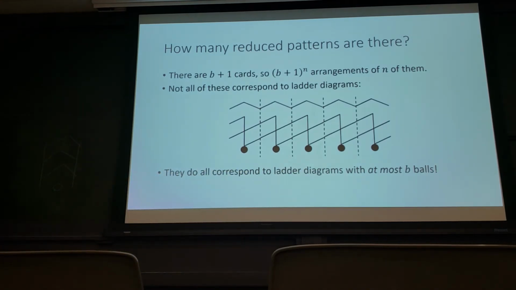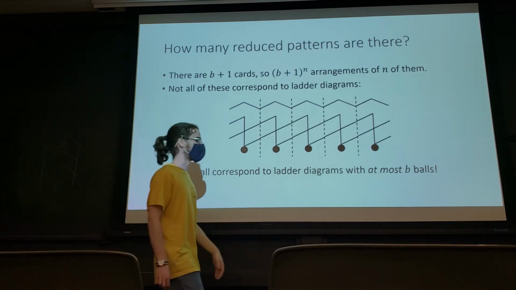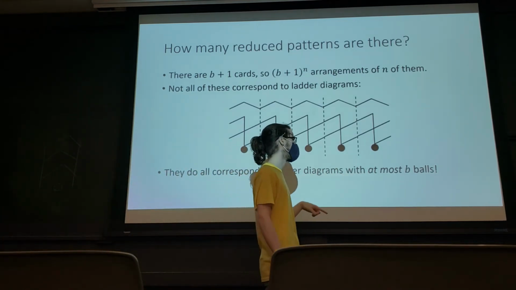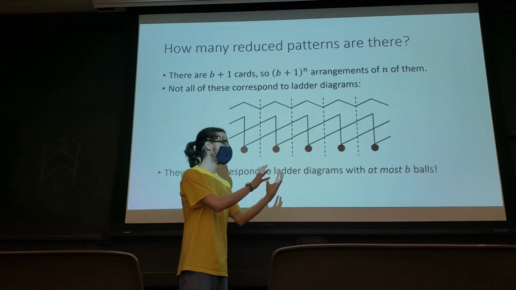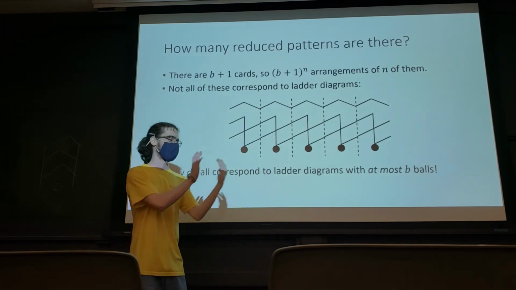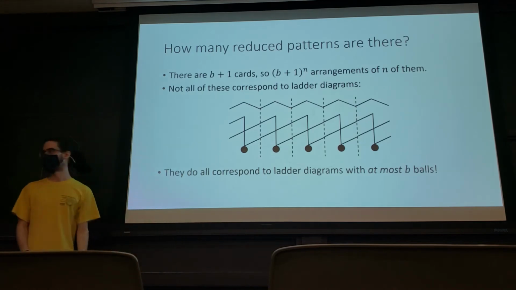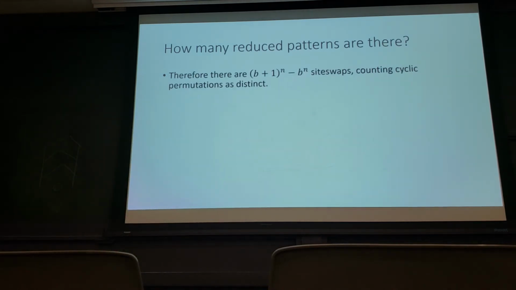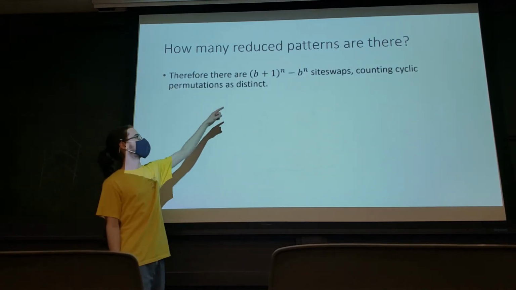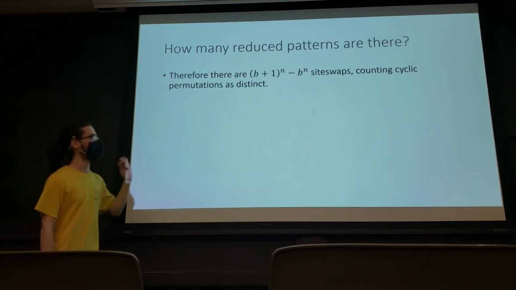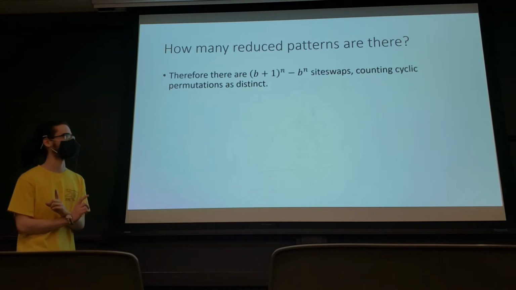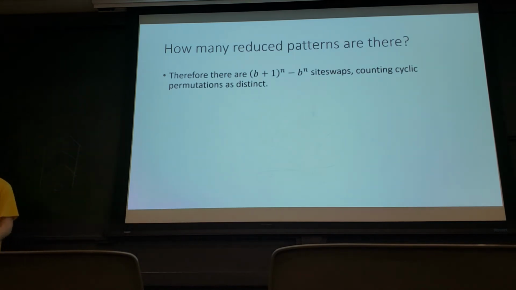That's really nice because that means if we just subtract the b minus 1 case, we have the number of patterns with at most b balls minus the number with at most b minus 1 balls, which is exactly the number with b balls that we want. So this gives us (b plus 1) to the n minus b to the n. We're not done yet, because this is counting cyclic permutations of the same pattern as being distinct.